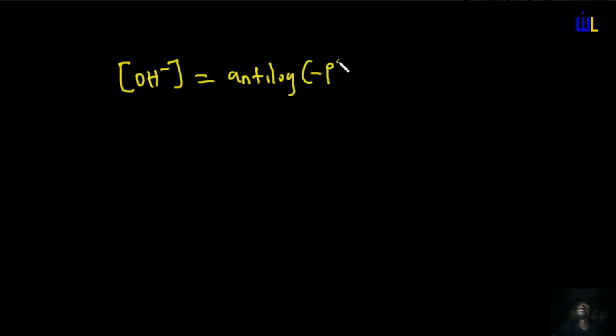Now, in the case of pOH, once you are looking for the concentration of hydroxyl ion, you simply do anti-log of negative pOH, or you use concentration of hydroxyl ion equals 10 raised to the power minus pOH. Basically that. So once you do this, you get the concentration of hydroxyl ion.